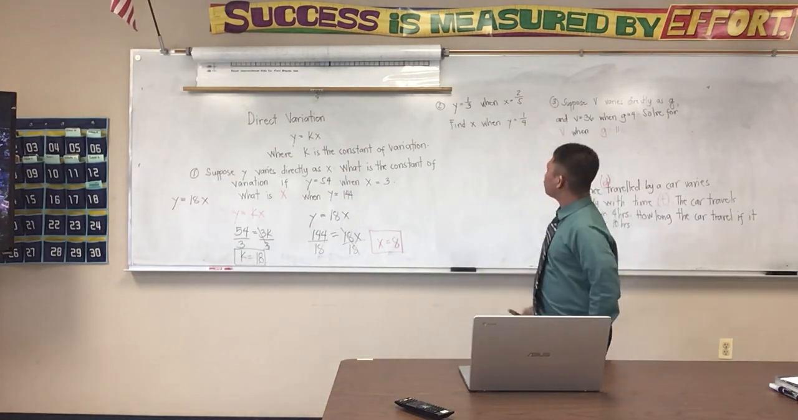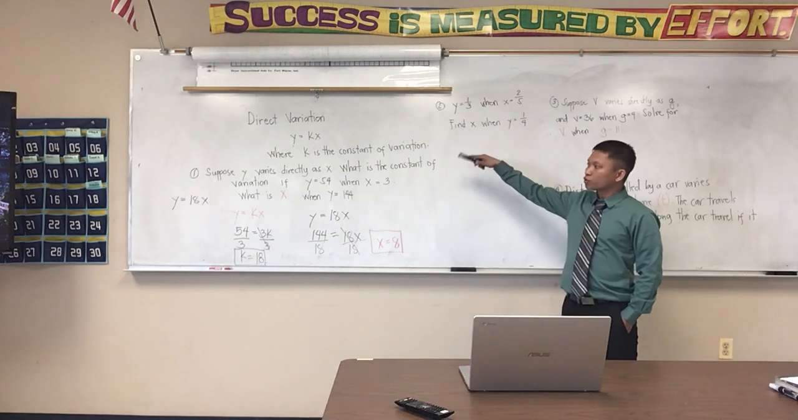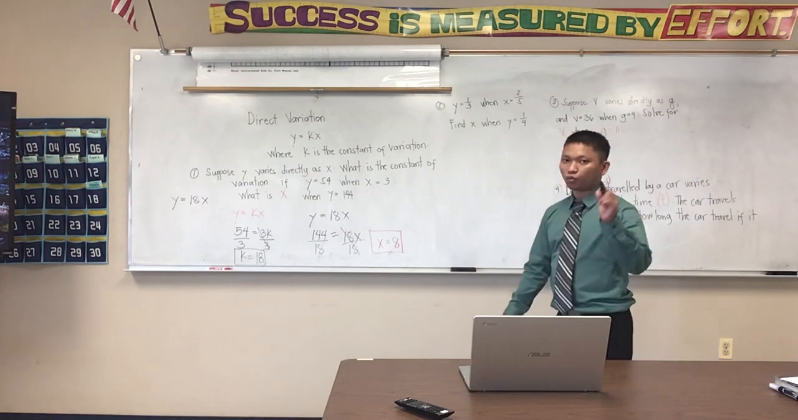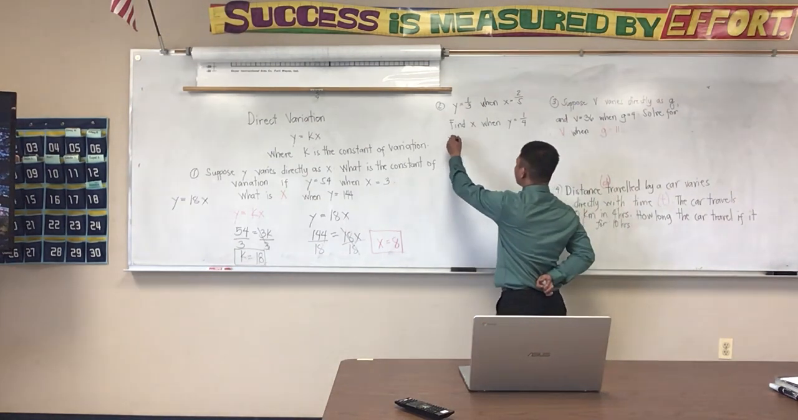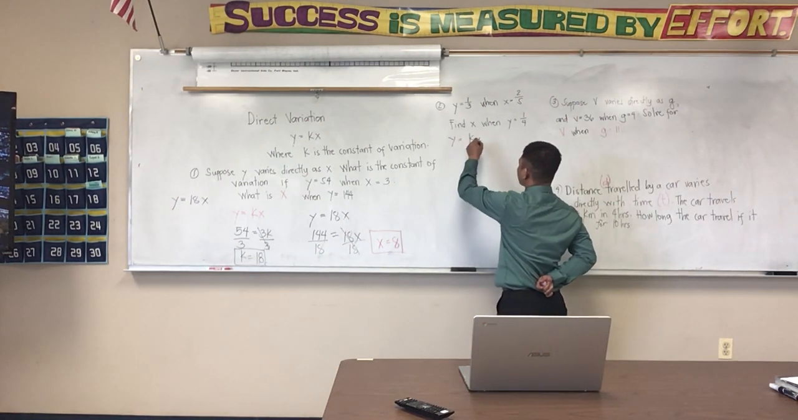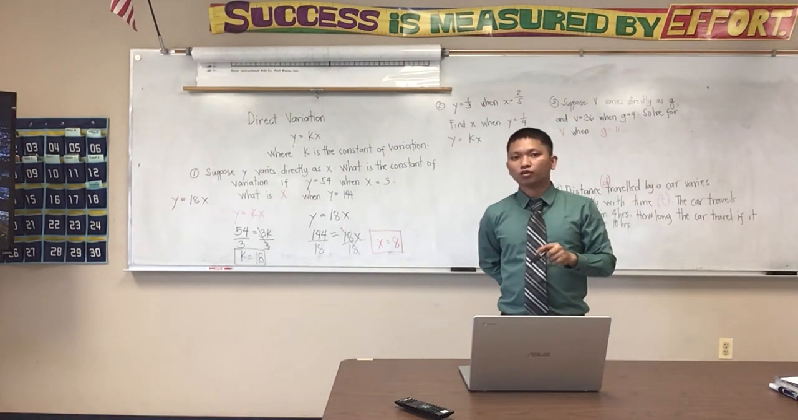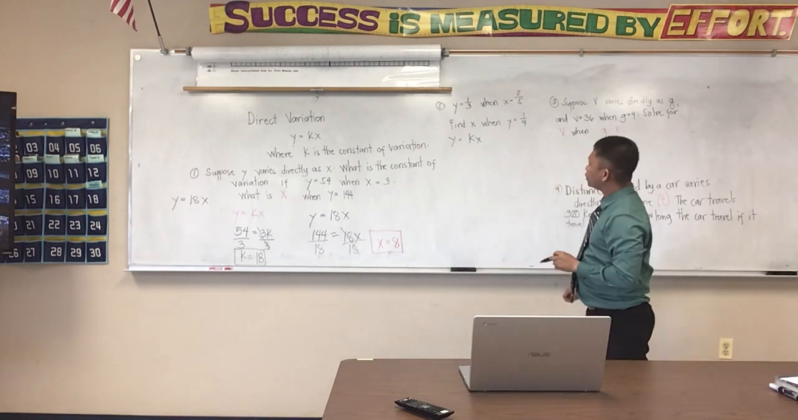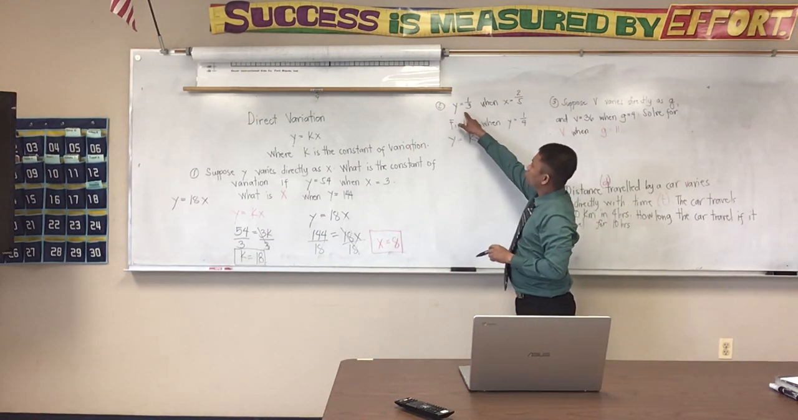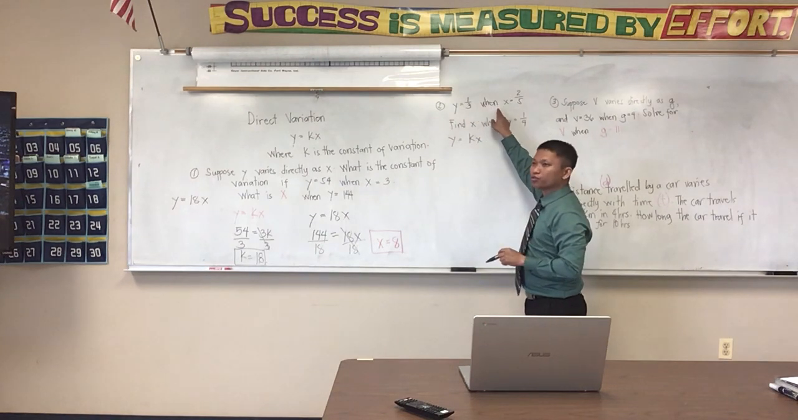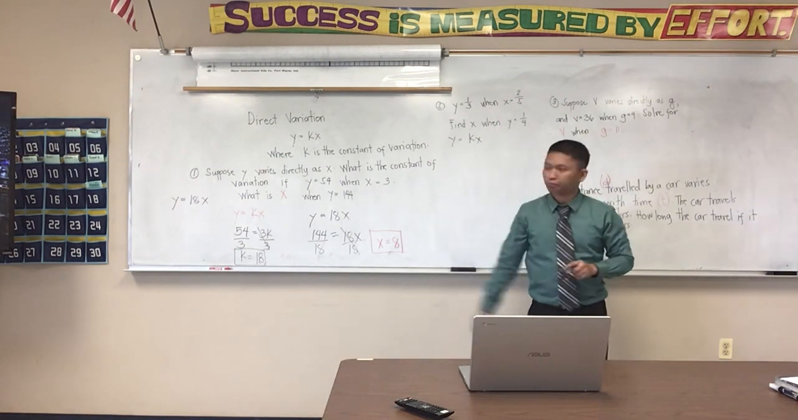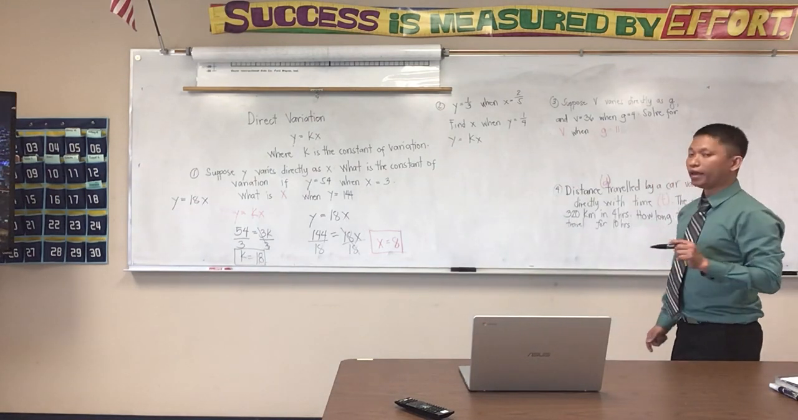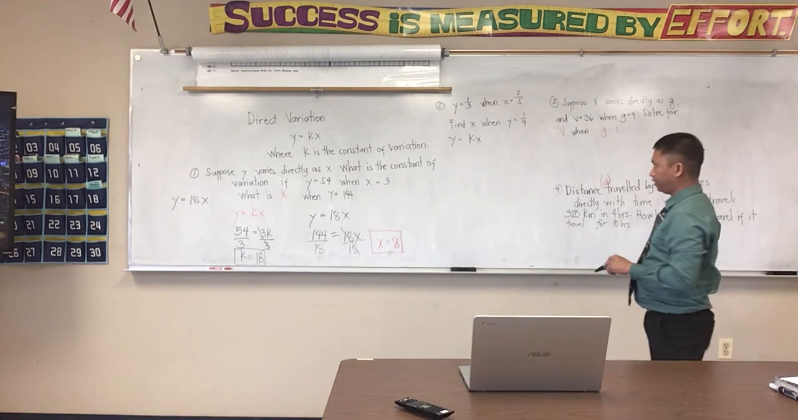Okay, so let's have another example. Suppose y varies directly as x. We are using the same equation, y equals kx. Again, first we are going to solve for the constant. Here are the given: y equals 1/3 when x equals 2/5. Let us substitute the values of y and x to solve for our k.